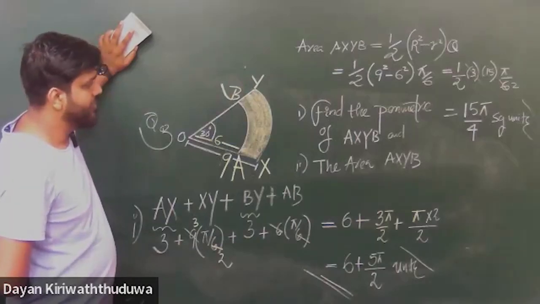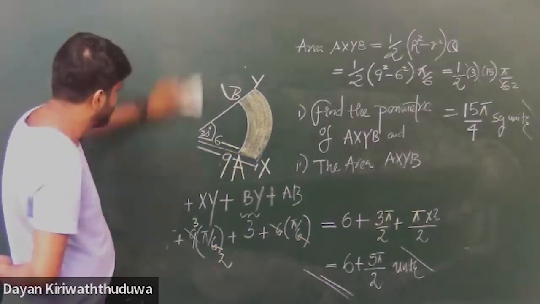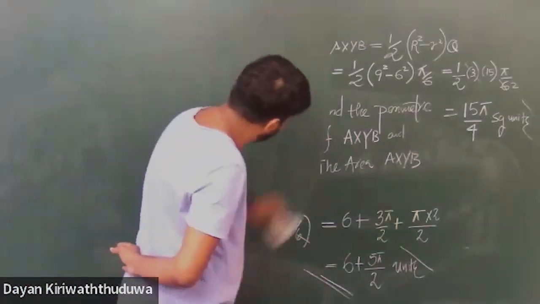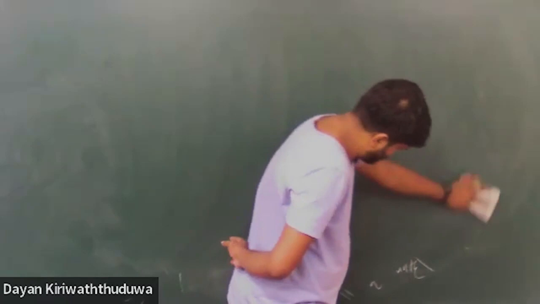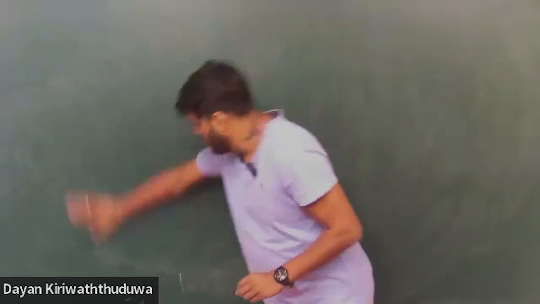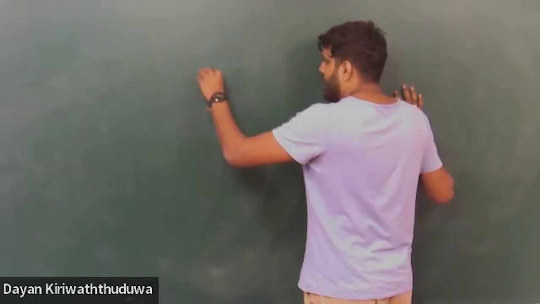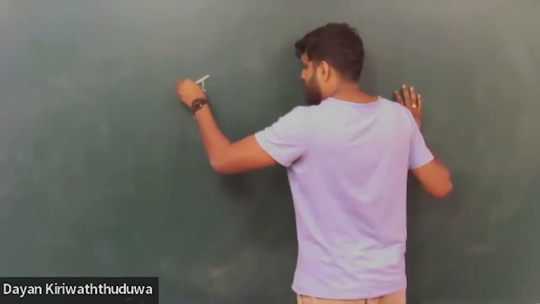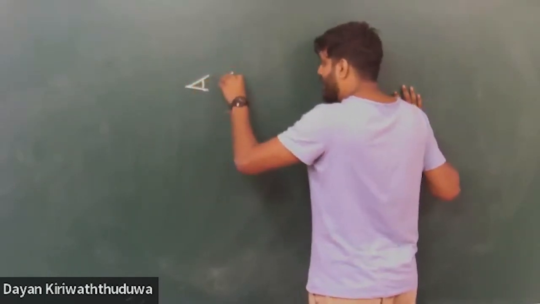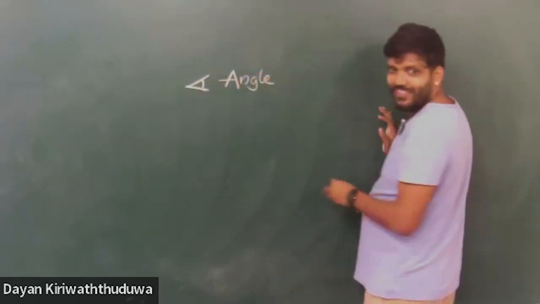So this is like the last stage of today's class, right? I'm going to erase this. We started with the idea called angle. But we never defined the term angle, right? Did we?